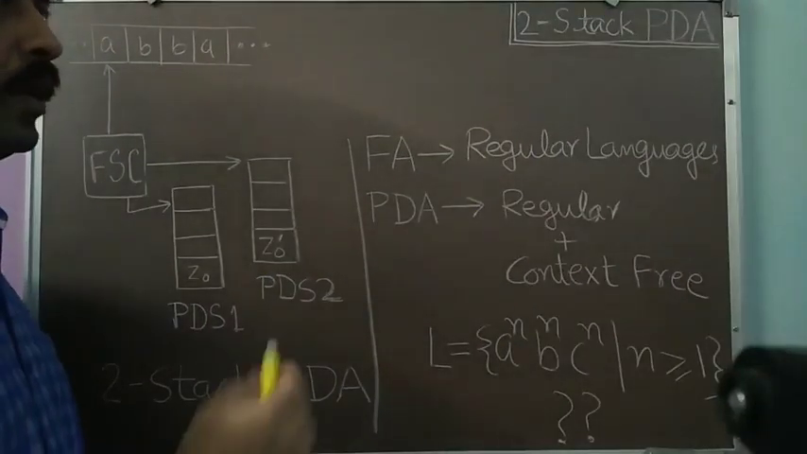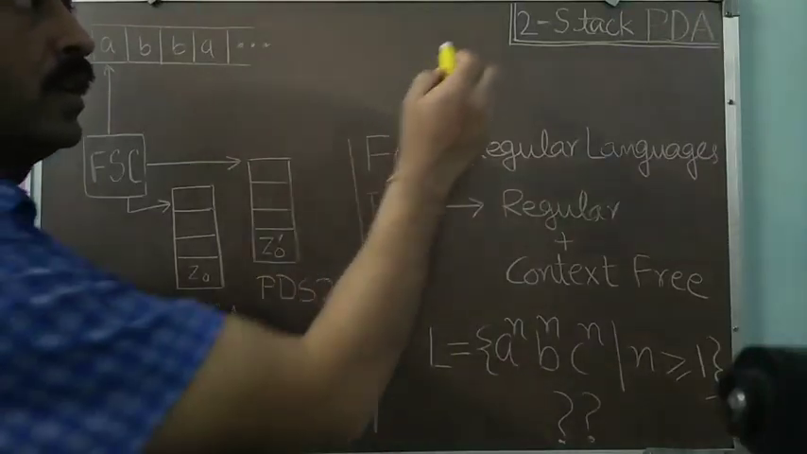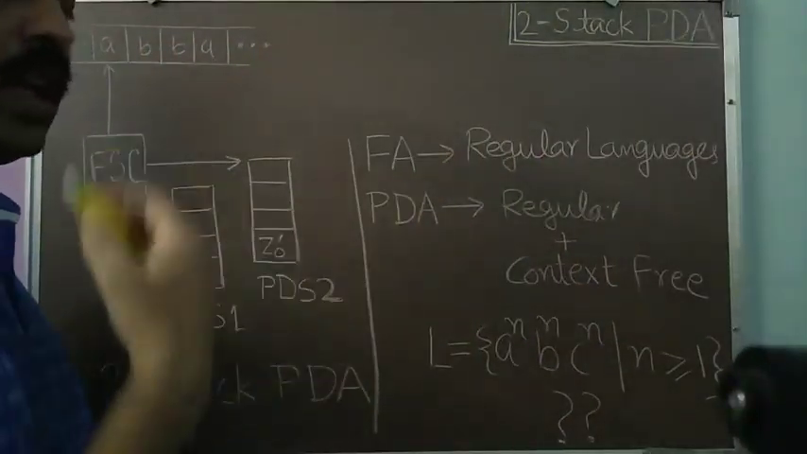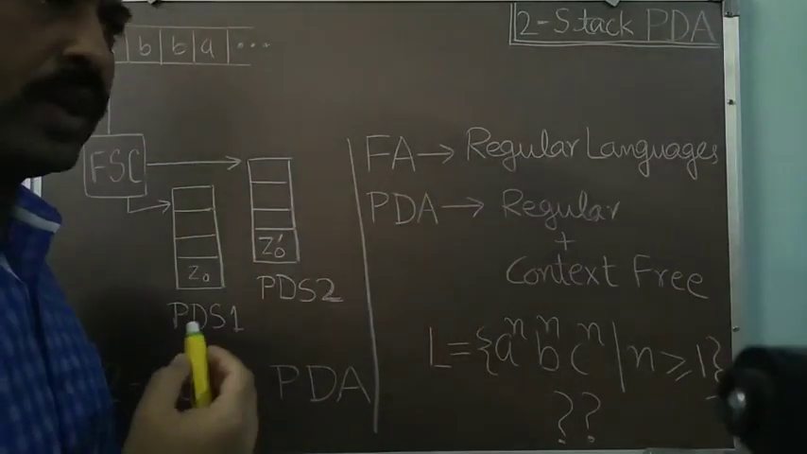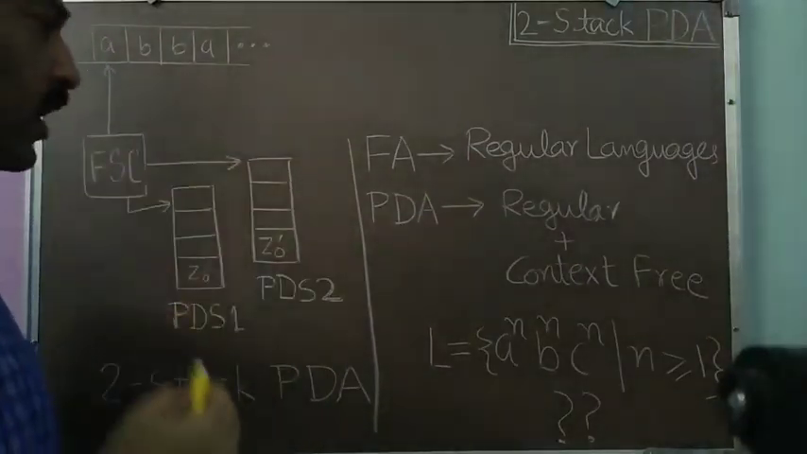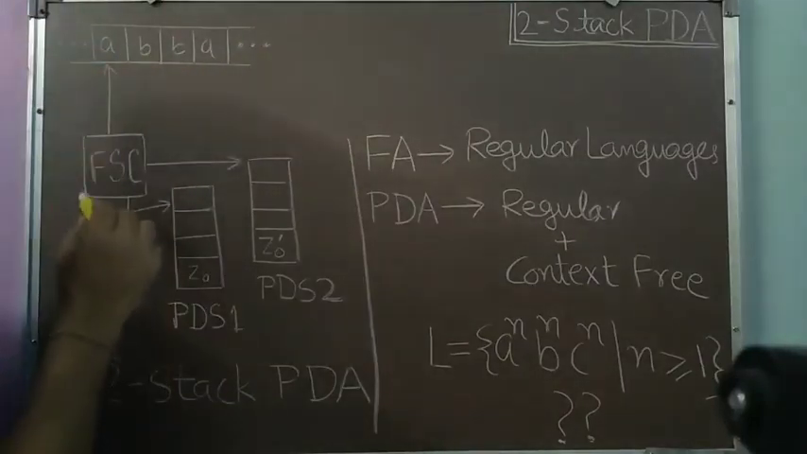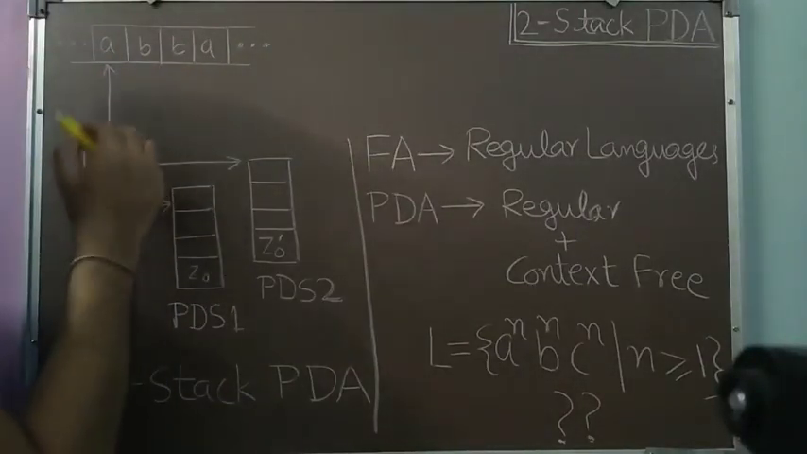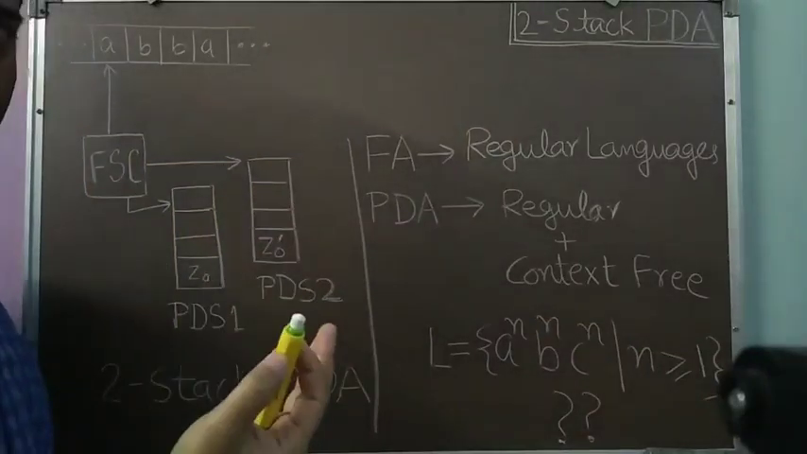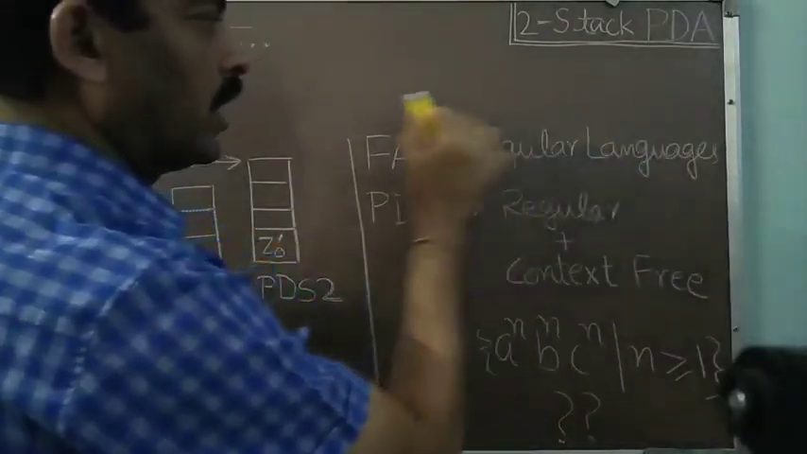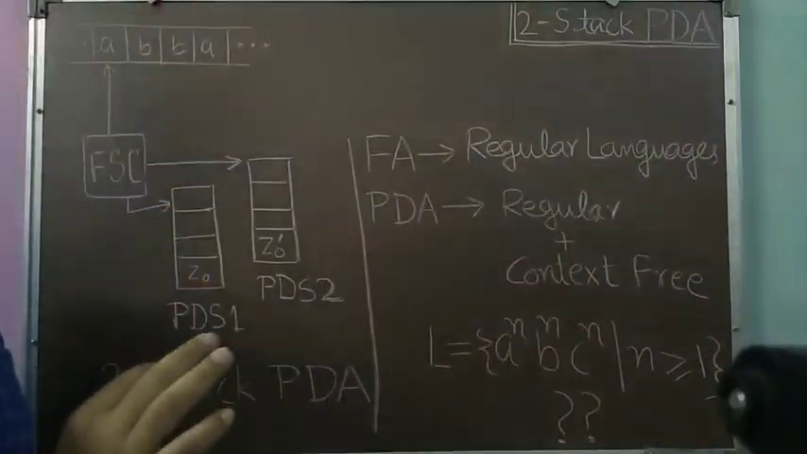Dear students, in today's session we will be discussing two-stack PDA. We'll start our discussion with the FA. In FA, we have only a finite state control, which is attached with an input. Only with the change of the states we remember something. In this manner our FA works, and our FA is able to recognize only the regular languages, nothing else.